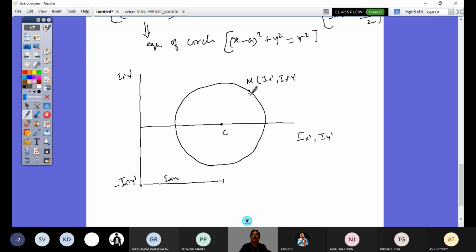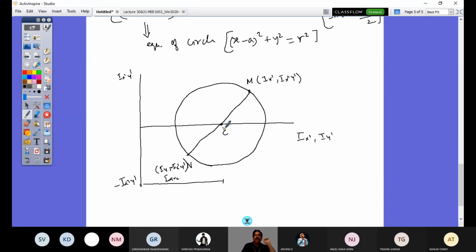Now my M is given by this coordinate, and if I join this CM and then extend this on the other side, I would have this coordinate N given exactly by Iy, comma, Ix dash y dash, where this is minus. So these coordinates I will get.